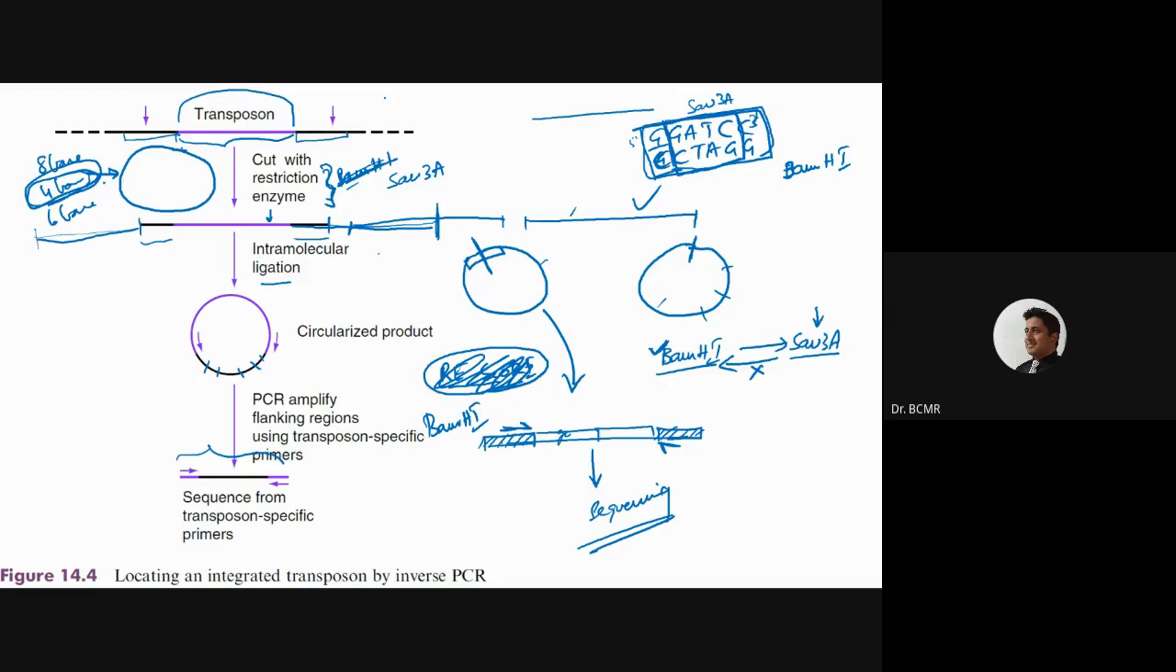So if we have used Sau3A, that means the fragment that is formed here does not have any BamHI sites. Do you agree with that? If I already used Sau3A here, this part of the genomic DNA does not have any BamHI sites. If it were there, Sau3A would have cut it already. Think about it, and if you have any questions, we can discuss it in a later class.